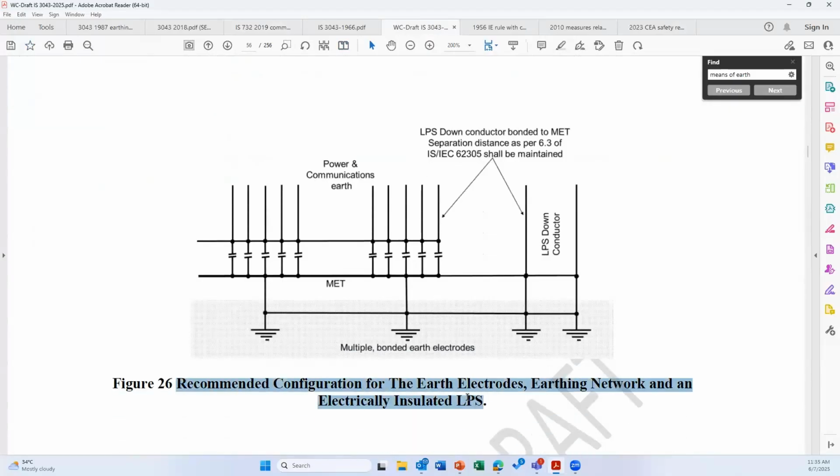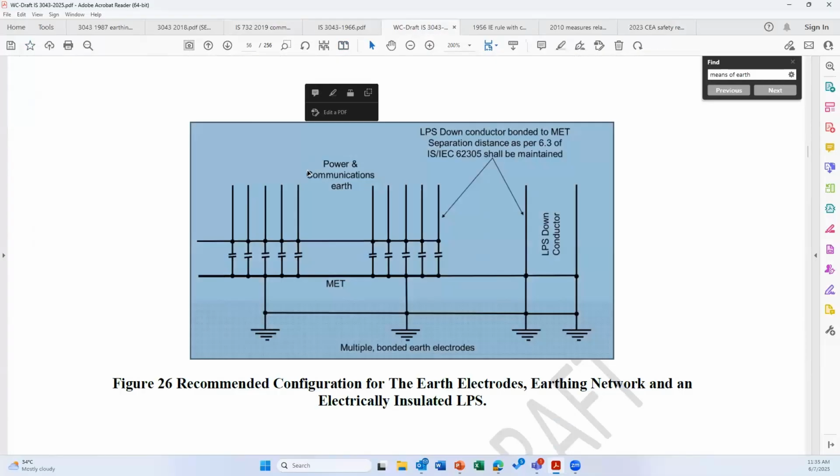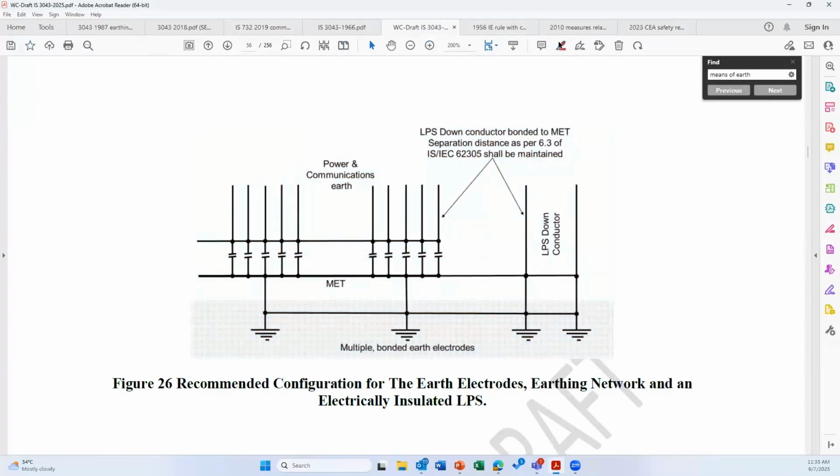A recommended configuration of earth electrode, earthing network, and an electrically insulated LPS. For example, inside the building, the power and communication, as you can see here, are bonded. So here, power and communication earth are bonded, as you can see here. Then you have the lightning down conductor. The lightning down conductor and the other earthing part in the building are only connected at the ground level. Since you made the connection at the ground level, the lightning protection is electrically independent or electrically insulated.